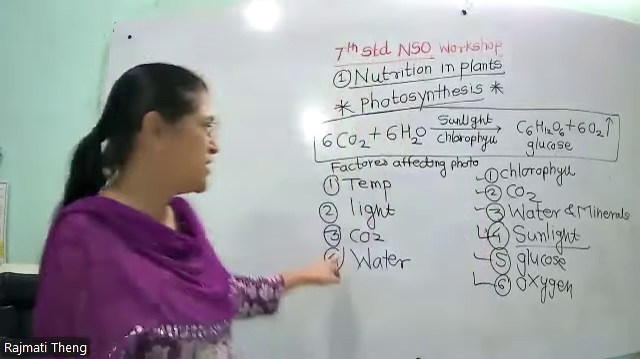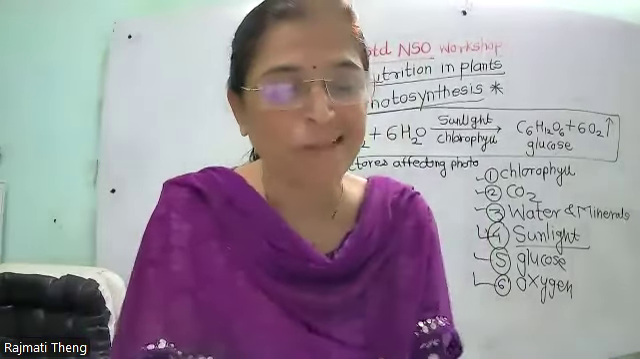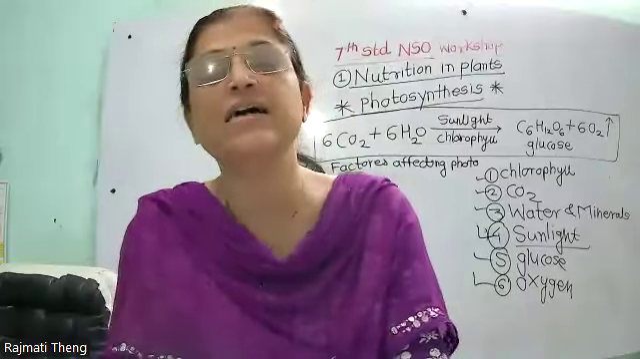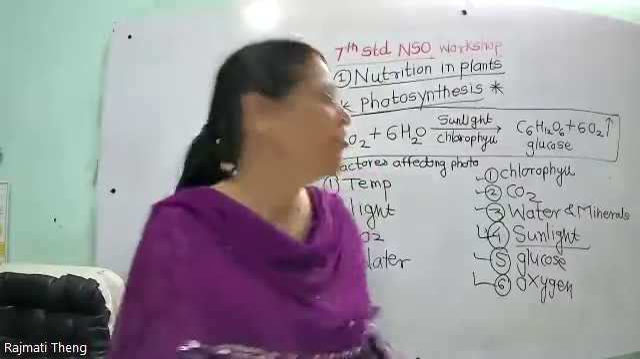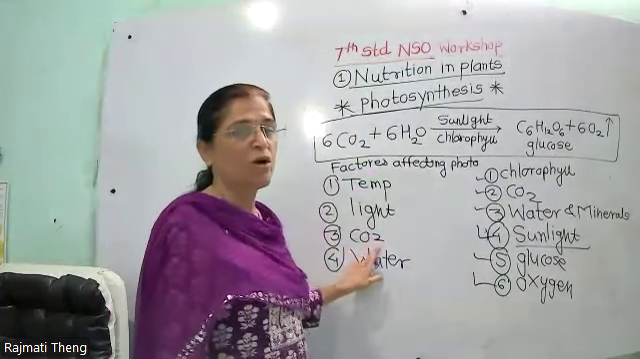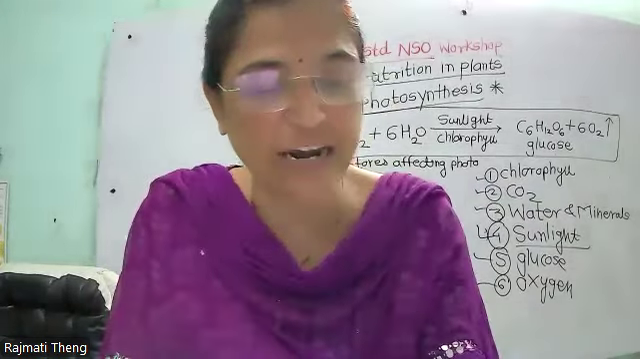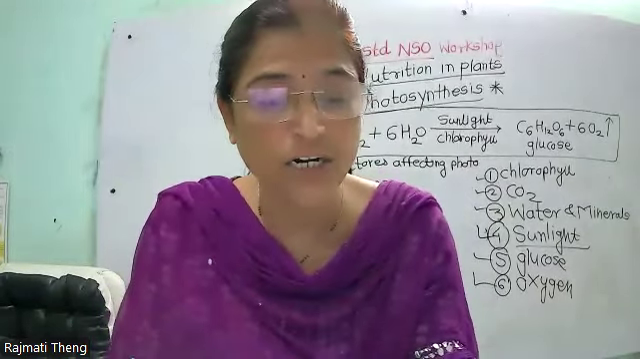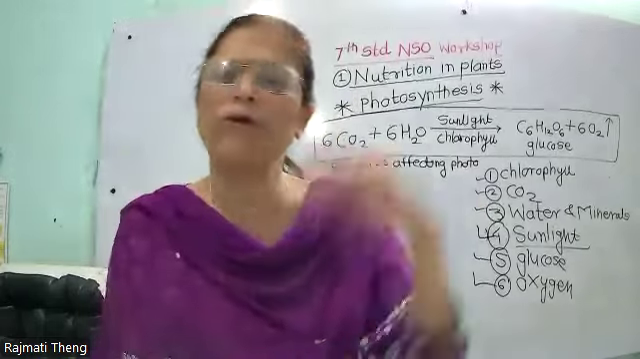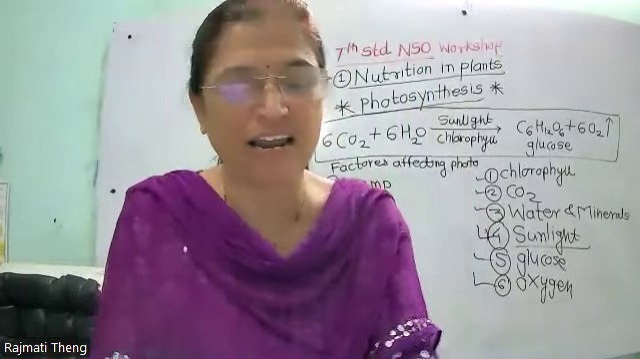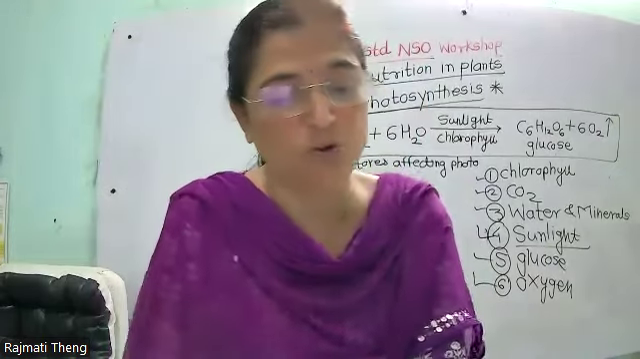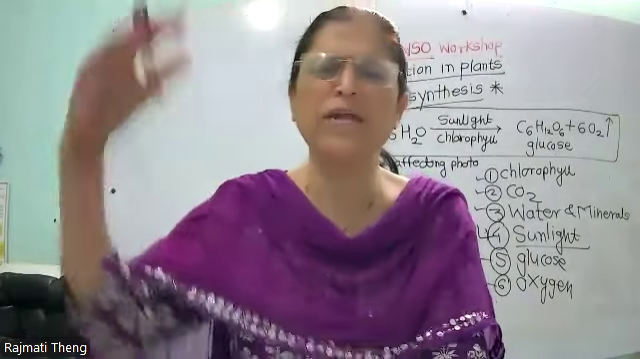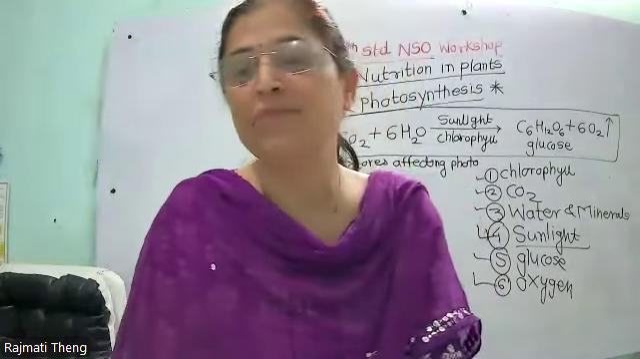Now, next factor, carbon dioxide. Increase in the concentration of carbon dioxide increases the rate of photosynthesis. When CO2 more हो जाएगा तो photosynthesis का rate भी increase होता है. But if the concentration of carbon dioxide is very high, then it is toxic to the plant and photosynthesis is inhibited, stops.